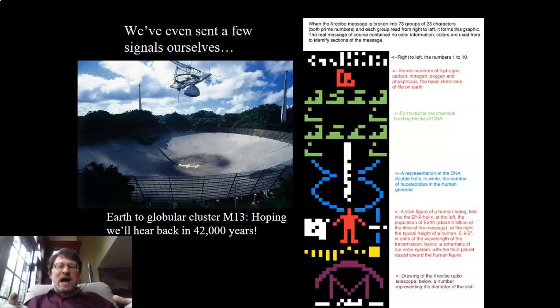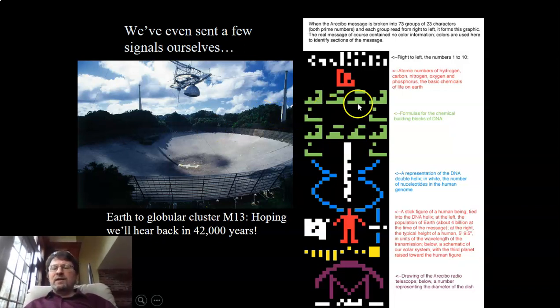What you see here has been colored just to make it easier to refer to. At the top in white, you have the numbers from right to left, 1, 2, 3, 4, 5, 6, 7, 8, and so on. And then next you have some special elements from the periodic table. Hydrogen has atomic number 1. You see, that's 1. And then carbon is number 6. So 1, 2, 3, 4, 5, 6. Oh, that's carbon and nitrogen and oxygen and phosphorus. They're giving the atomic numbers of these elements that are crucial to life as we know it on Earth.